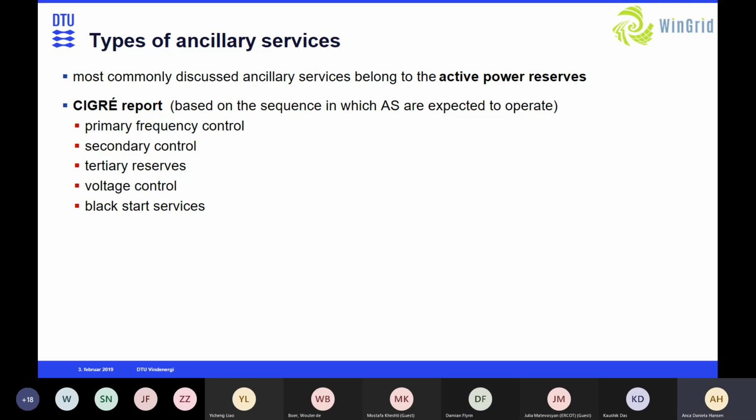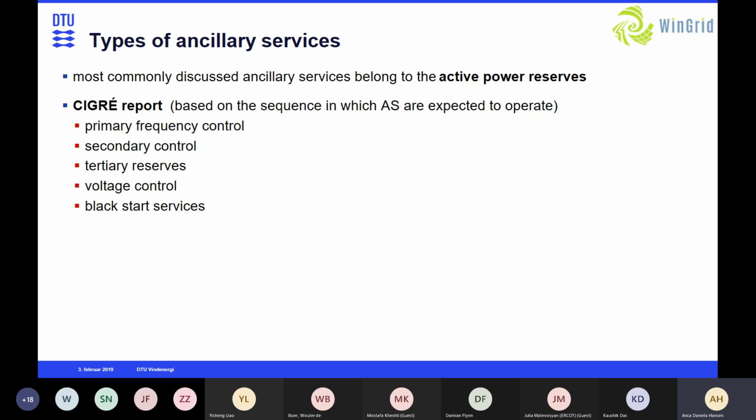I will give a bit of the historical process of ancillary services. The most commonly accepted ancillary services belong to the group known as active power reserves, and they are by nature related to the power balancing in the system. Their goal is to cope with unexpected imbalances, which typically occur due to errors in forecasting power demand and production, unexpected plant shutdowns, trippings, or contingencies in the grid.